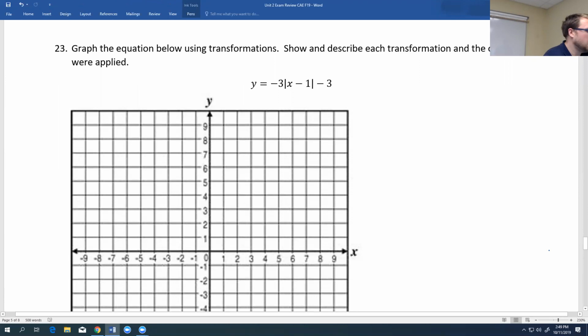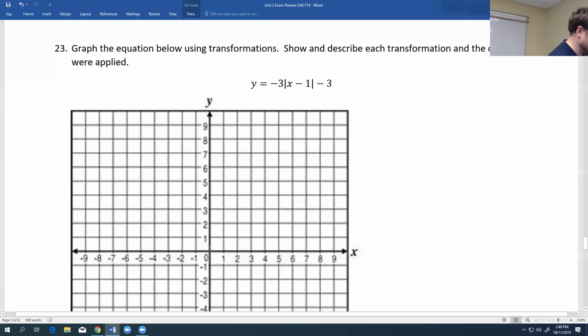Graph the equation below using transformations. Show and describe each transformation in the order they were applied. All right, guys, there are multiple ways to do this, and I don't know which order your professors told you to do it in, but I will do it in a correct order.